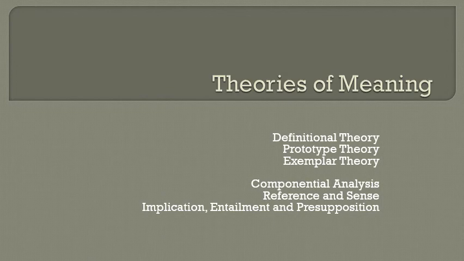All right, so definitional theory, prototype theory, and exemplar theory. These are the three main theories of meaning that you have to know in semantics. So we have come to the end of that section. Now, there are still a few more concepts in semantics that need to be discussed. These are componential analysis, then the definitions of what a reference and sense are, what is implication, what is entailment, and presupposition. So these are the remaining ideas in semantics, and we will discuss that in the next class.